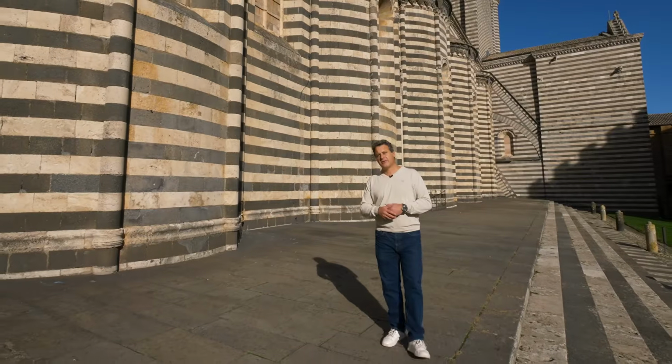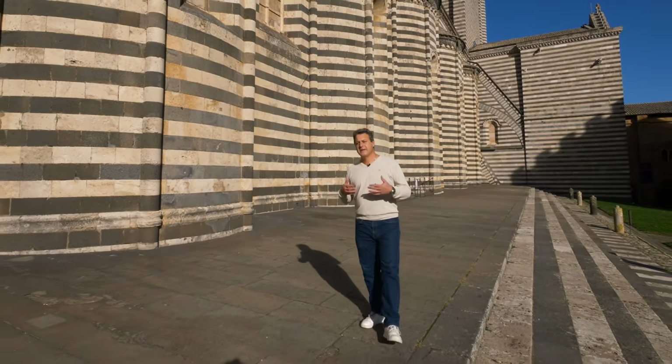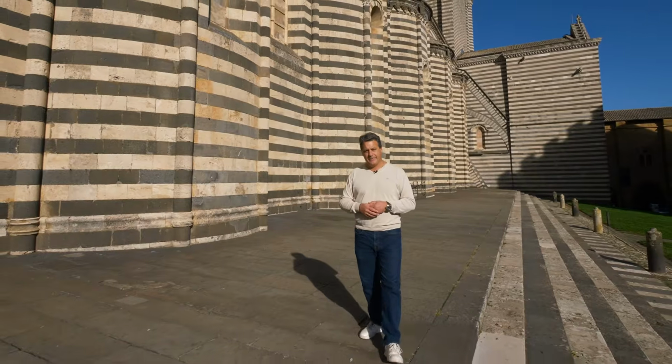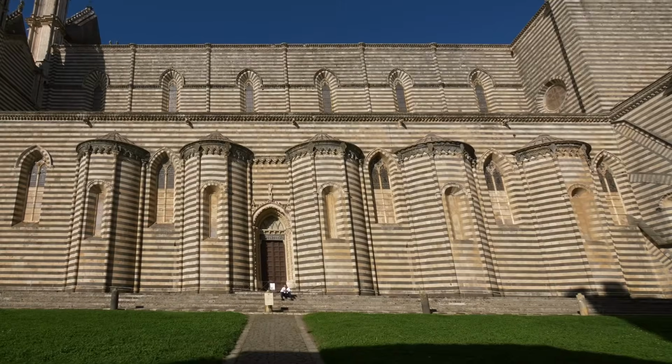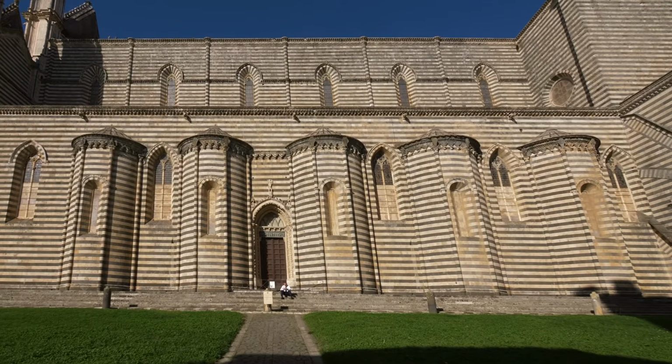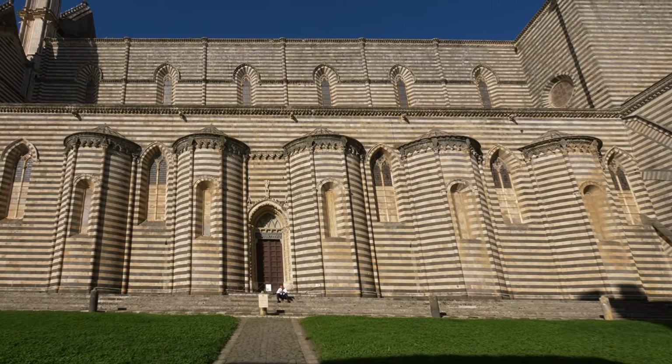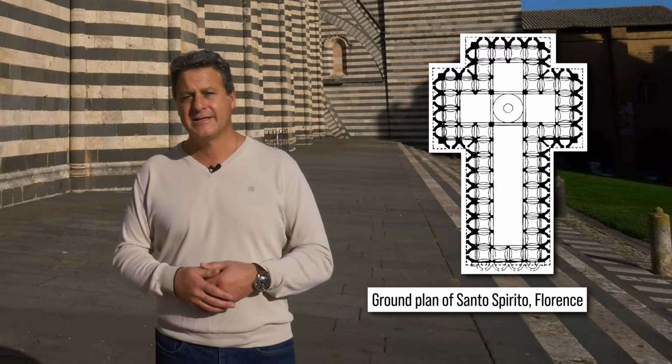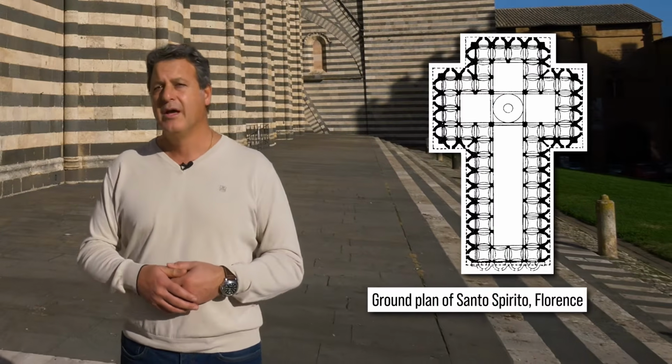The sides of Orvieto Cathedral are characterized by this green and white banding that you see, but also by this unusual element of these external semicircular chapels, 5 of them in total on each side, which may have served as inspiration to Filippo Brunelleschi in his design of Santo Spirito in Florence.